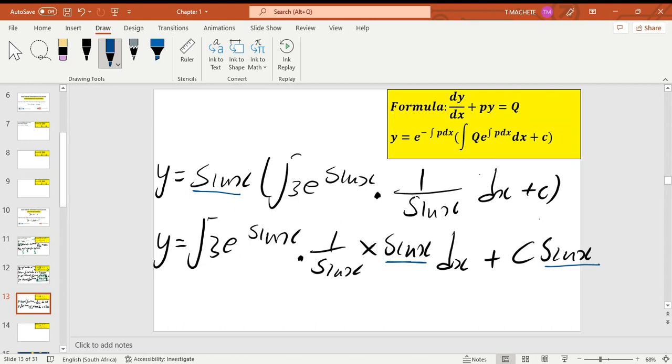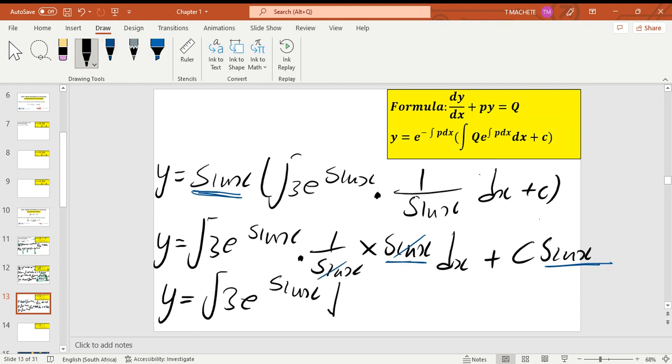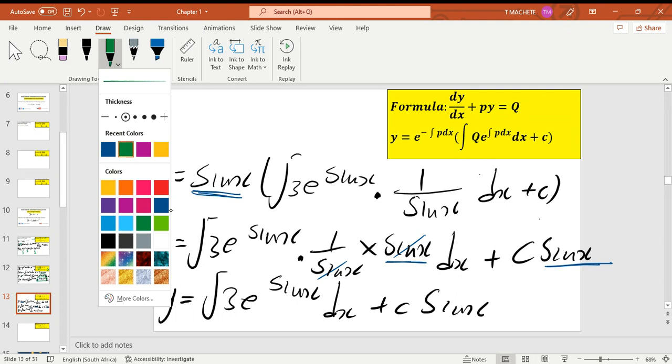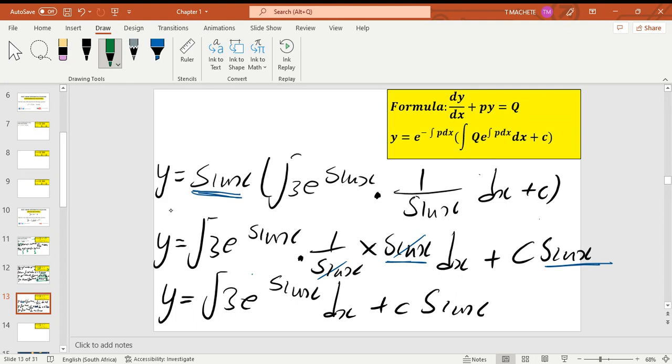The one that I've just highlighted in blue is the sin x that was outside. We multiplied everything with that. So your final answer will be 3e^(sin x). This one and this one will cancel. Then you're gonna say dx there plus c sin x. And now, as you can see, the next step is to integrate this.